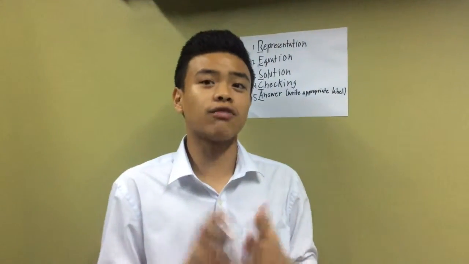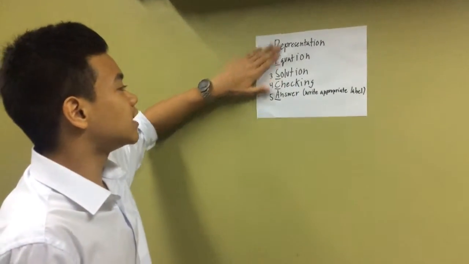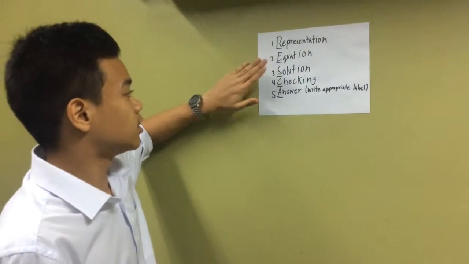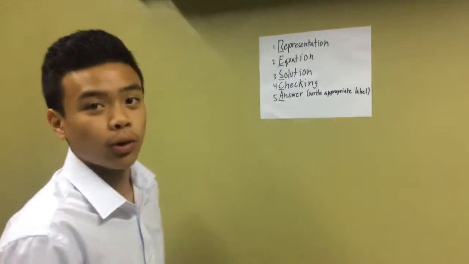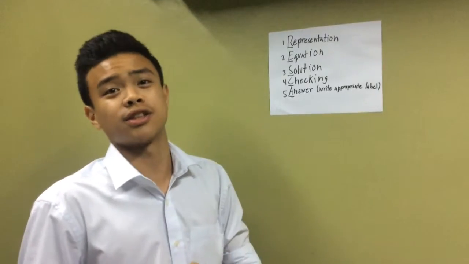Now, in order to solve the problem, in any problem solving, we need to have 5 steps, 5 methods. The steps are called RESCA: representation, equation, solution, checking, and answer. But in this problem, we'll be only using 4. We won't be using checking because I already know my answer is correct.